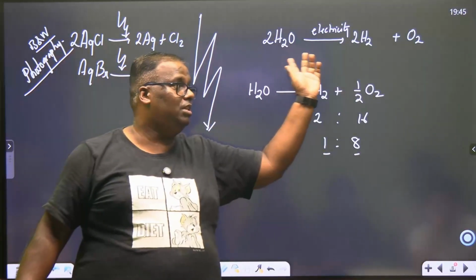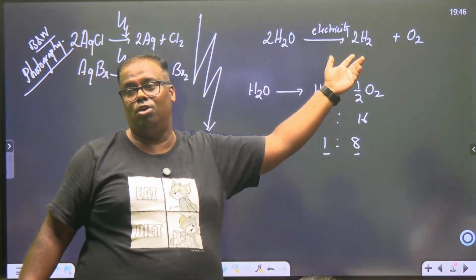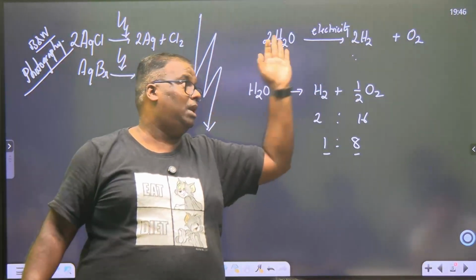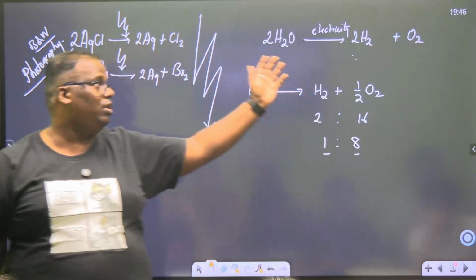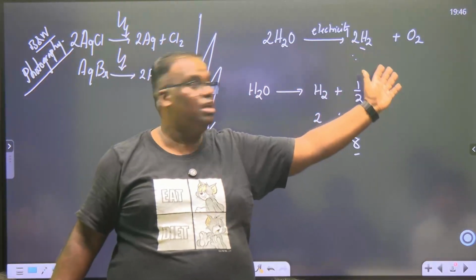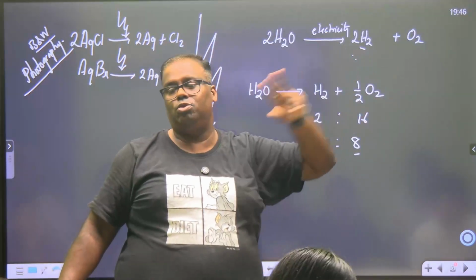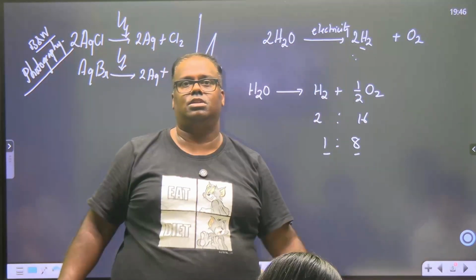Generally in CBSE, they ask the question on volume. Why do you expect twice the volume of hydrogen? The balanced equation shows us that for every 2 molecules of water, we get 2 molecules of hydrogen and 1 molecule of oxygen. Therefore, hydrogen's output is 2 times the output of oxygen.